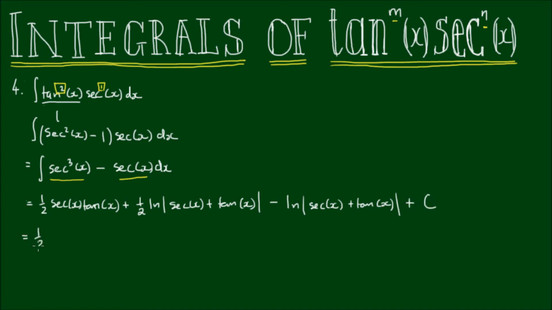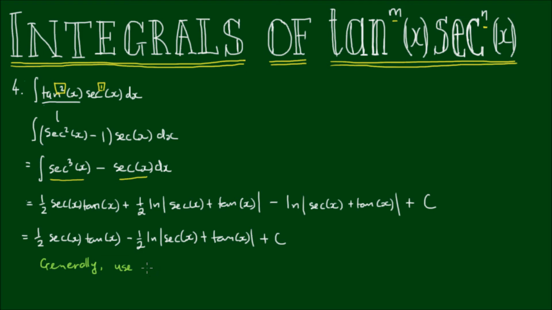So this simplifies to 1/2 sec x tan x minus 1/2 natural log of sec x plus tan x plus c. So in general, use the identity that tan squared of x is equal to sec squared x minus 1 to get everything in terms of an odd power of sec x, and then integrate odd powers of the secant of x.